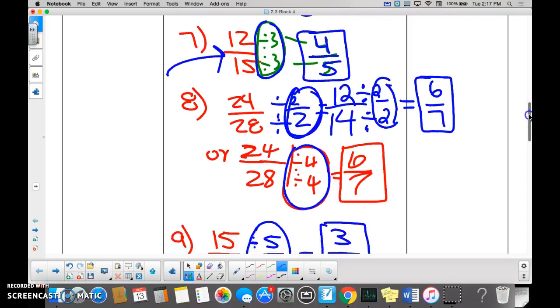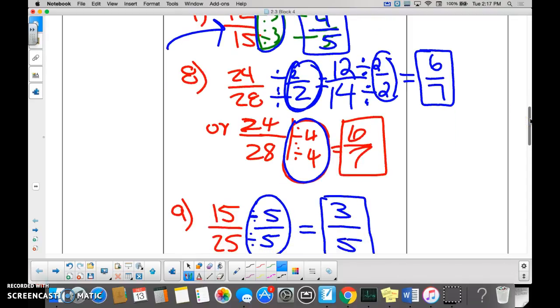Skip down to number 8. 24 and 28. We determined that 2 goes into 24 and 28, right? And we got 12/14. Is that reduced into lowest terms? Yes or no? Is 12/14 reduced to lowest terms? Why do we keep reducing that? So it's not, is it? No. The answer is no, it's not.